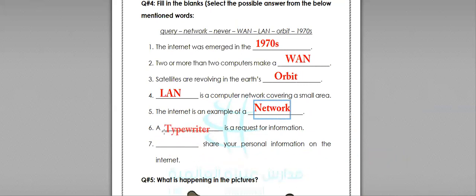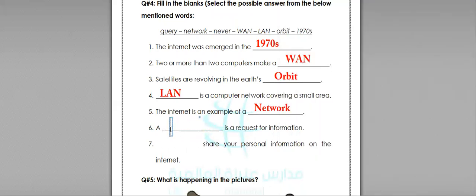A dash is a request for information. The word is query. Both pronunciations can work. The word query is taken from the word question. For example, when you type something on Google to search, you are basically writing a question or a query or a request to get some information. Dash share your personal information on the internet. Never, because sometimes it becomes dangerous to share personal things on the internet.